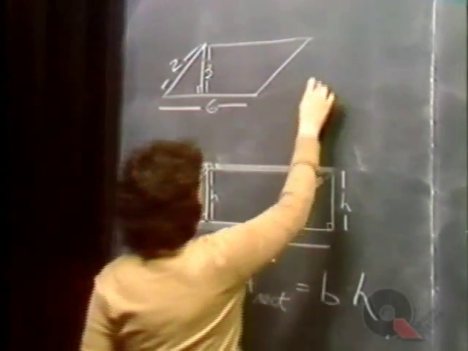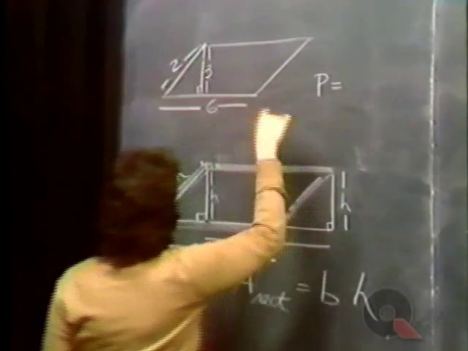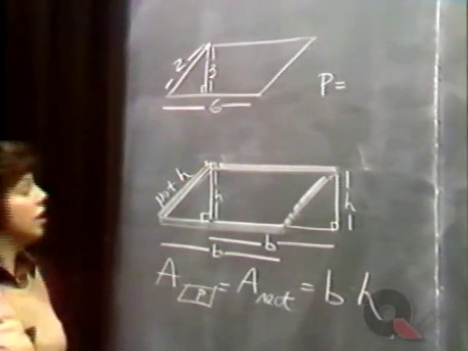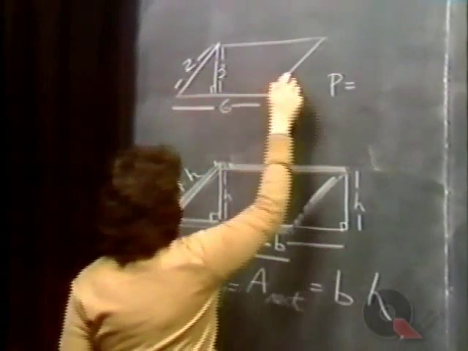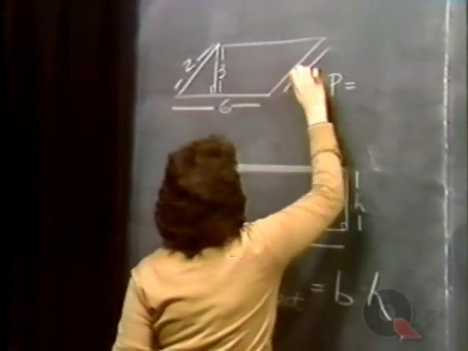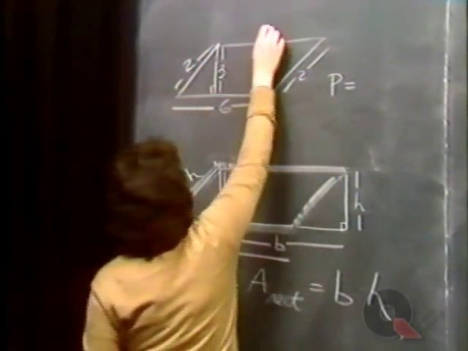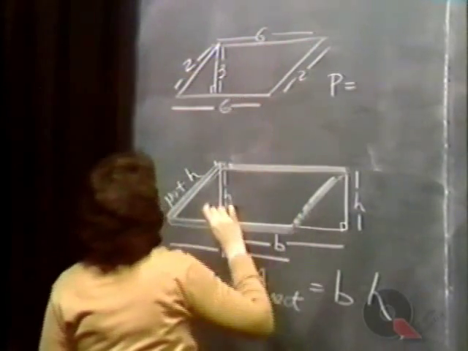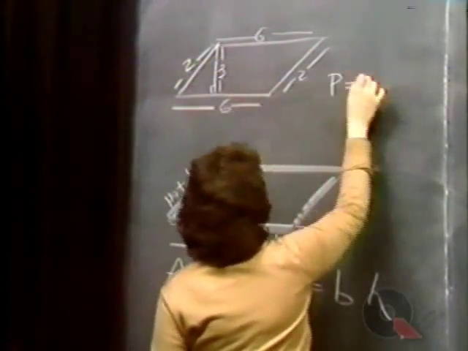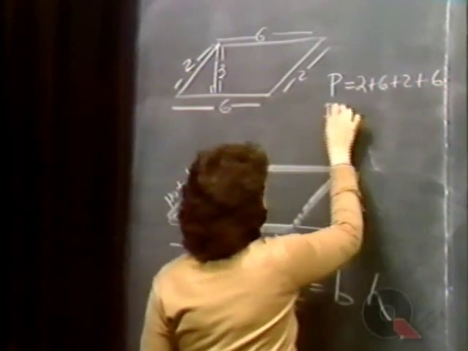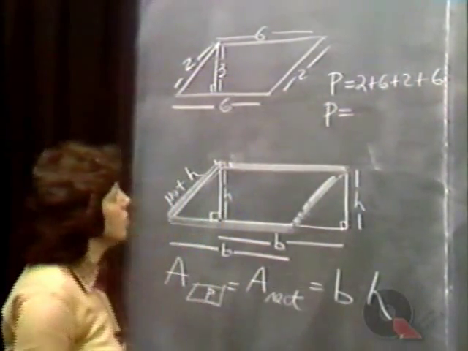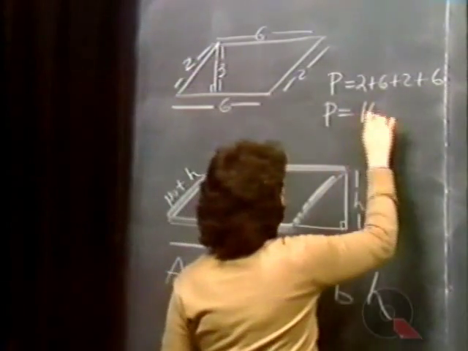Okay, let's start with the perimeter. The perimeter is the distance around. Well, only 2 of the sides are labeled, but the opposite sides of a parallelogram are equal in length. So if this is 2, this is 2 as well. And if this is 6, this is 6 as well. So we get 2 plus 6 plus 2 plus 6. So the perimeter comes out to be 2 and 6, 8 and 8, 16 units.